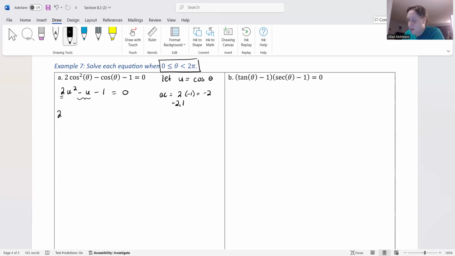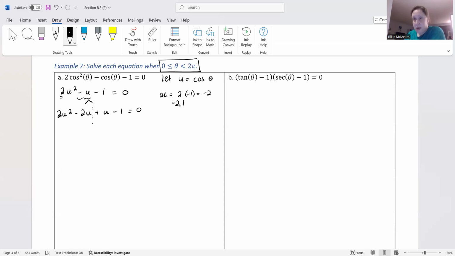So I'm going to rewrite this as 2u squared minus 2u plus 1u minus 1 equals 0. I've essentially split the term -u into the sum or difference of two terms, being -2u plus 1u. If I were to combine like terms, I would just get -u. And now I can do something called factor by grouping. That's where you split these in the middle, and then you factor each half.